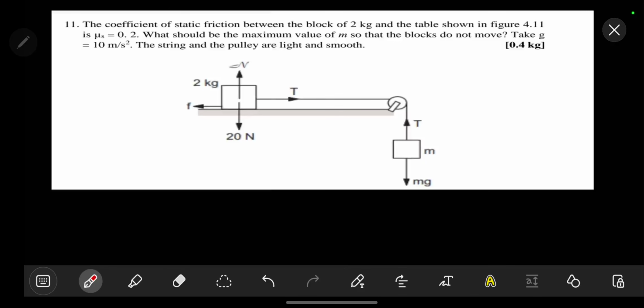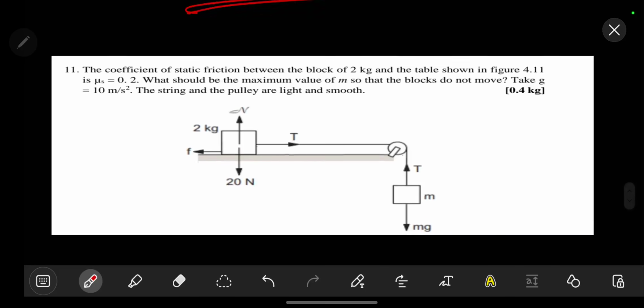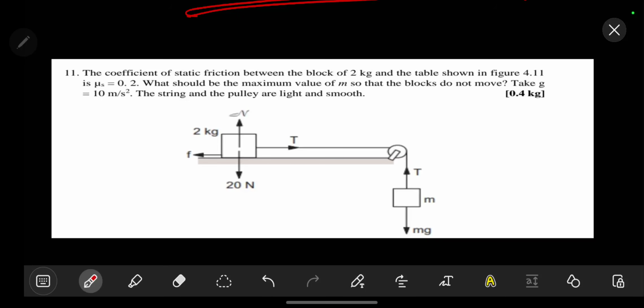So we have the coefficient of static friction between the block of 2 kg and the table in figure 4.11 is mu s. Mu s is equal to 0.2. What should be the maximum value of m so that the block does not move? Take g to be equal to 10 meters per second. The string and the pulley are light and smooth. So for this one, we have been given mu s. Immediately they give you mu s, just not to say it's not moving. So it's 0.2, like that.